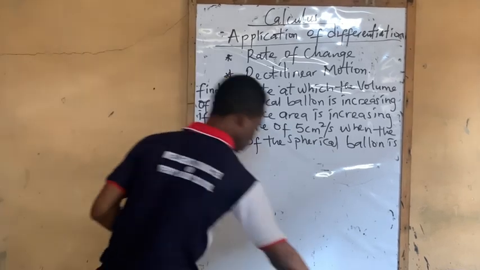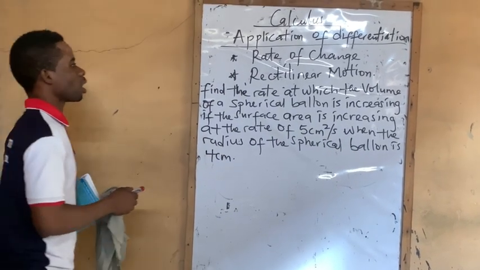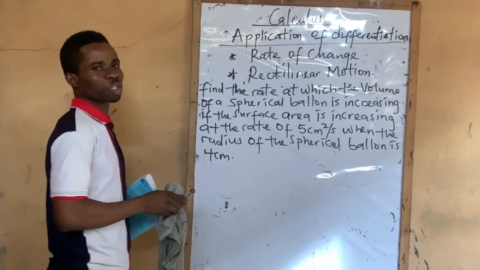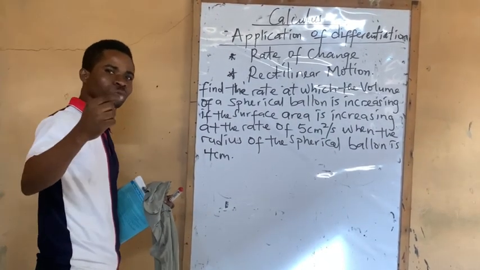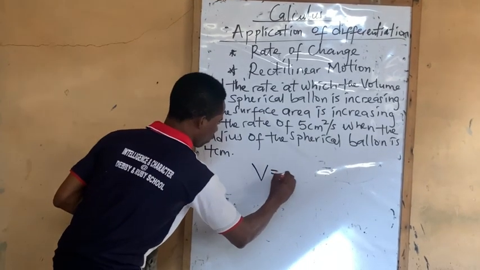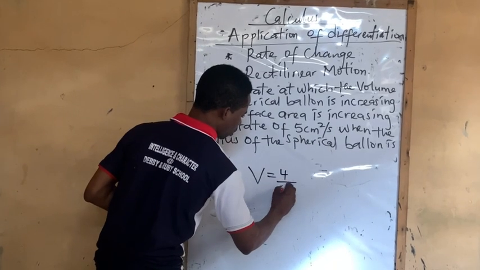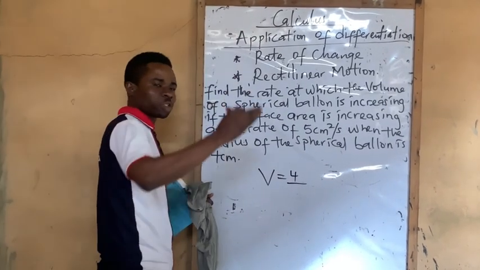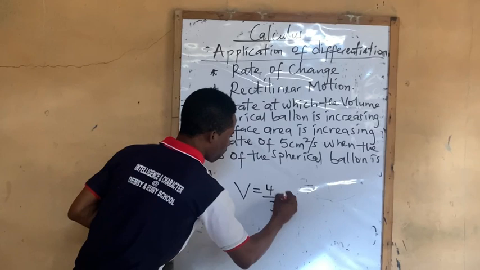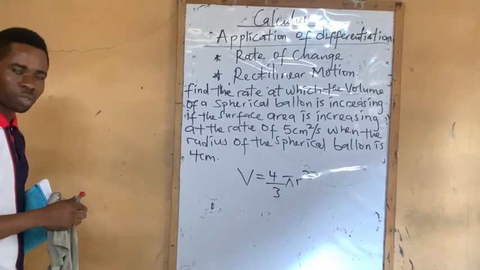Now let's take a look at this one. They say find the rate at which the volume of a spherical ball. If you take note, they talk about the volume of a spherical ball. And what is the formula for volume? Volume of a spherical ball is 4 over 3 pi r cube. We talk about the volume here.